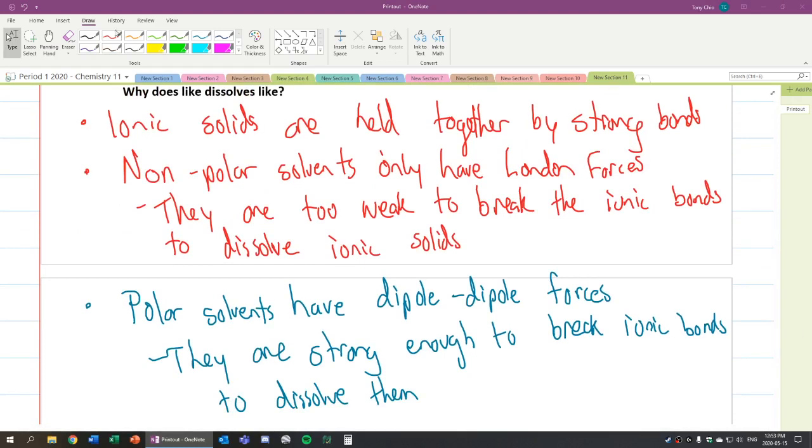An example of a polar solvent would be water, which can dissolve ionic salts like, for example, table salt, while oil, which is a nonpolar solvent, cannot. So oil is nonpolar, while water is polar.